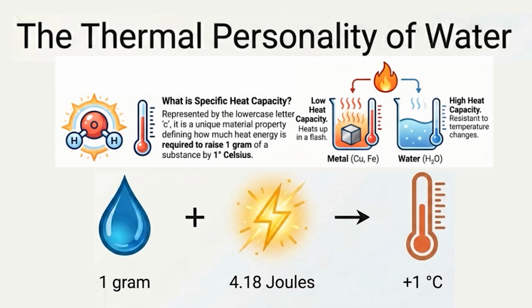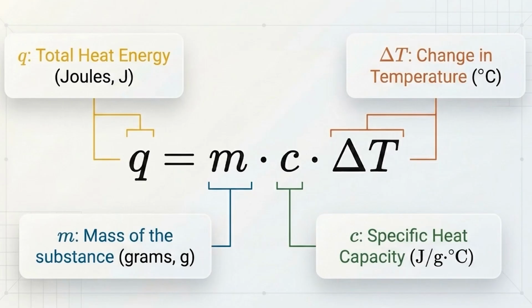And since our problem gives us much more than 1 gram of water, and we need to raise it by way more than 1 degree, we know right off the bat that we're going to need significantly more energy than just a few joules. To pull all of these physical factors together, we're going to use the core heat formula, Q equals M times C times delta T. It's such an elegant equation because it perfectly accounts for how much stuff you have, what kind of stuff it is, and exactly how hot you want to make it.